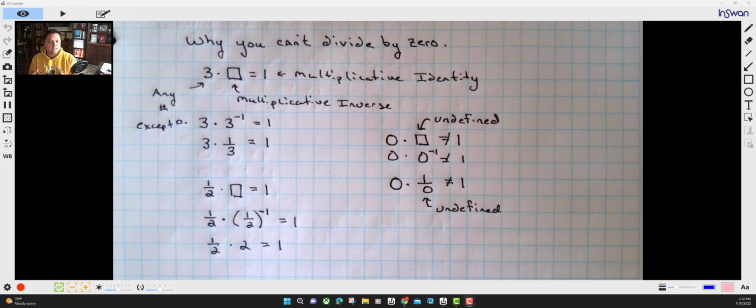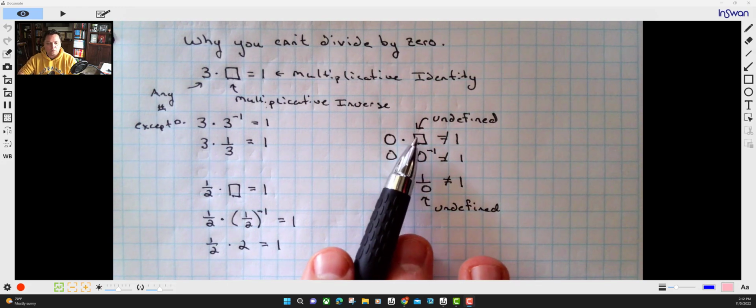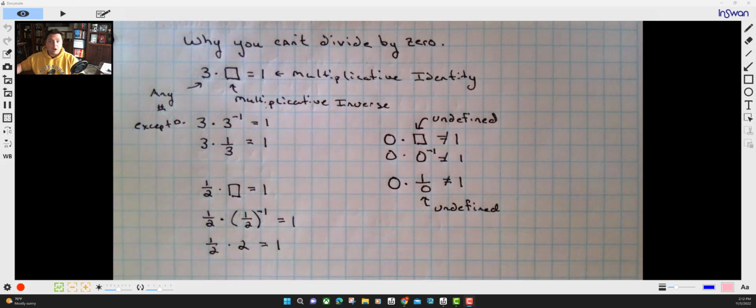There'd be inconsistencies in terms of the game that we're playing. So we don't even allow whatever this object is to be in the game, because otherwise it will mess up this property of 0 times something being equal to a number other than 0. Hopefully that makes sense. It gives you an argument for why we don't allow division by 0.